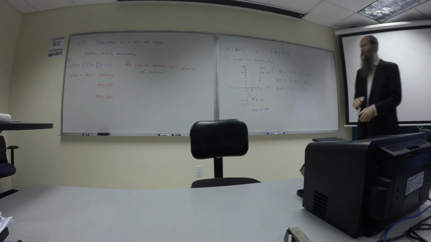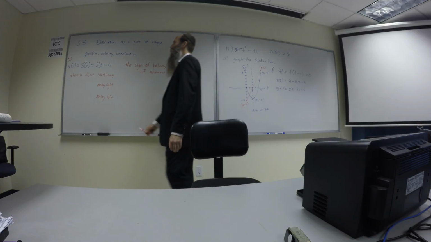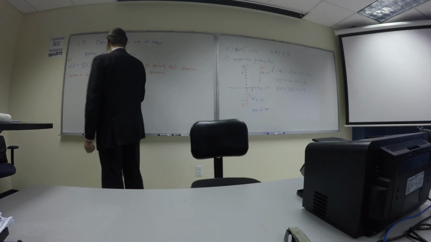Sign on the velocity tells you the direction of movement. So when is the object stationary? Well, whenever the velocity is equal to 0. We just said that, right? Whenever it's equal to 0. So I'll just find that out.